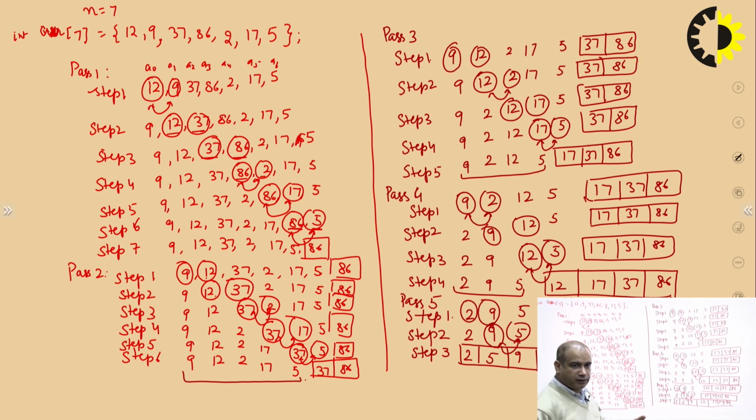Same step will be going on. No change will be made. If change will be there, then it is okay. And you see, after each pass, the number of steps is going down.